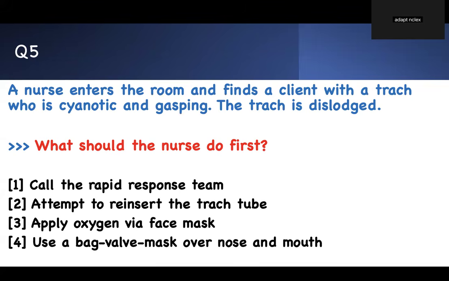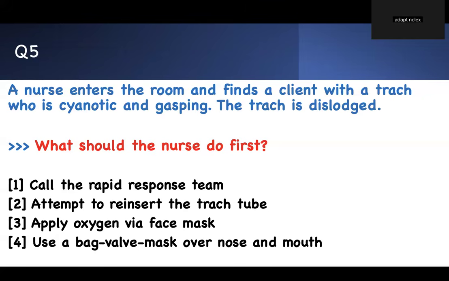The first thing that should come to your mind, common sense, right? Oh, I've lost my airway. Fine. What would you do when you lose your airway? Do you call the rapid response people, or do you attempt to reinsert it? Or do you apply oxygen via face mask, or use a bag mask over the nose and mouth? Think about it. The patient is gasping for air, and he has lost the source of oxygen that he was getting through the trach. What would you do? Calling rapid response, you're trying to bring more help, but it's something you can do before calling them.